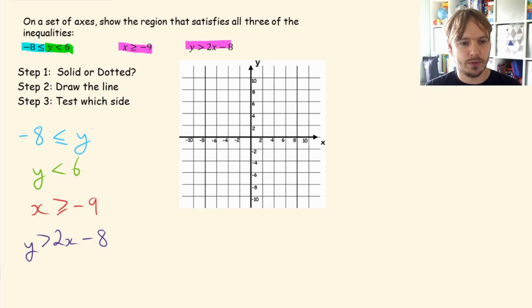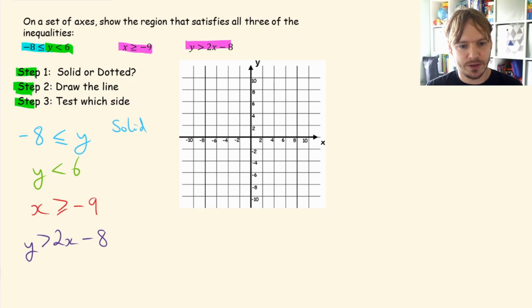For each of them, I'm going to work through these three steps: 1, 2, 3. Solid or dotted, how am I going to draw the line, and then test which side. Actually, what I'm going to do is show you steps 1 and 2 for all of them, and then we'll do the testing and shading. I would probably do this in this order each time, but it's going to be easier to show you on here. So, solid or dotted, this includes the line, so it's solid.